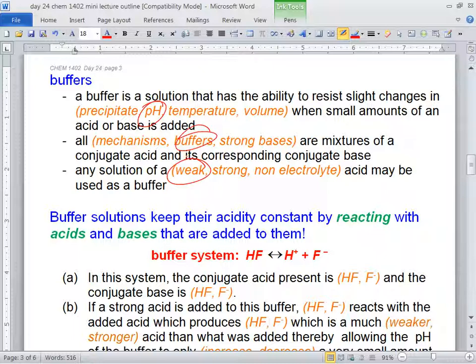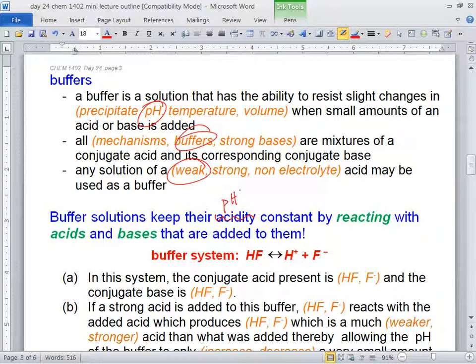So let's see how it does it. Buffer solutions keep their acidity constant, so keep the pH constant, right? You can even change that word to pH if you want. It's going to pretty much stay there. It won't be perfectly constant, but it'll be pretty darn close by reacting with acids and bases that are added to them. So is HF, Cameron, a weak acid or a strong acid? HF is a weak acid. Perfect. So that means this is a buffer.